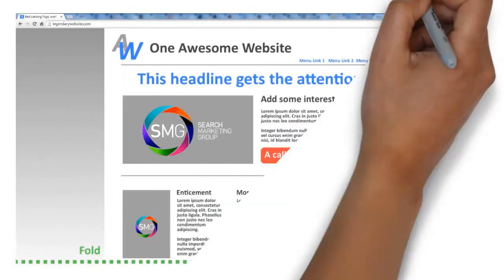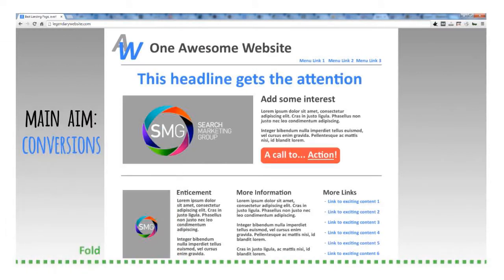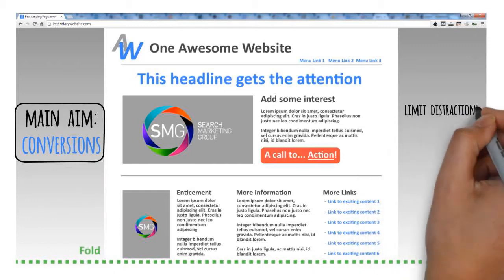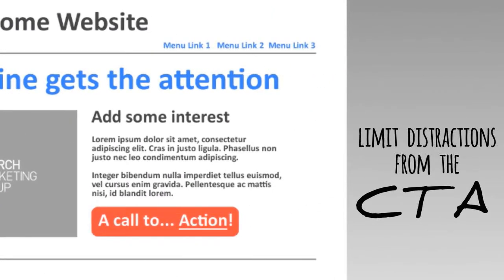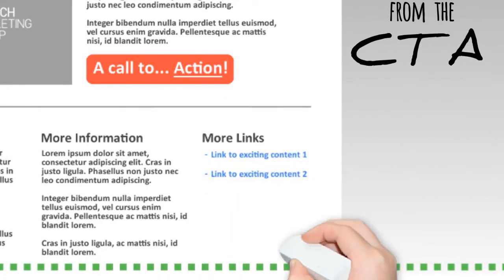On pages where the main aim is conversions rather than, say, introductory or site navigation, you need to ensure that you limit distractions from the CTA. Too many options on a web page and the CTA will lose its prominence. Therefore, once you're clear on what a page is supposed to be achieving, either remove distracting links altogether or make them less prominent, so that visitors are less likely to get sidetracked.